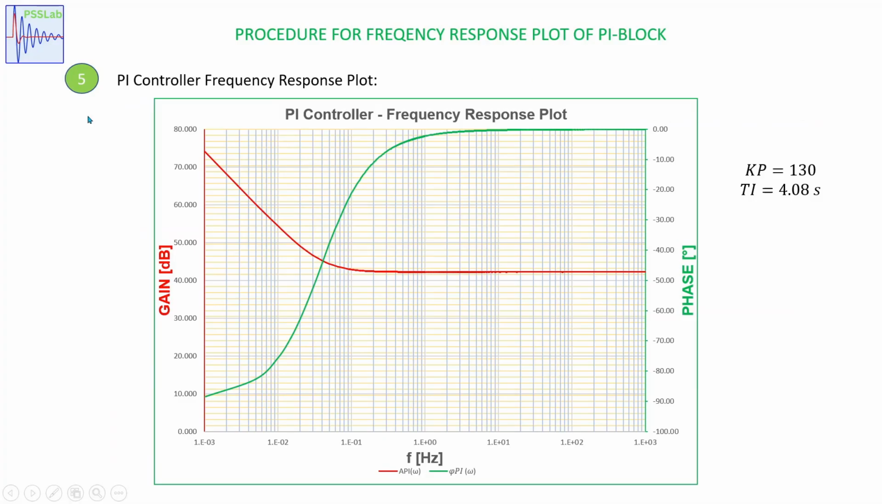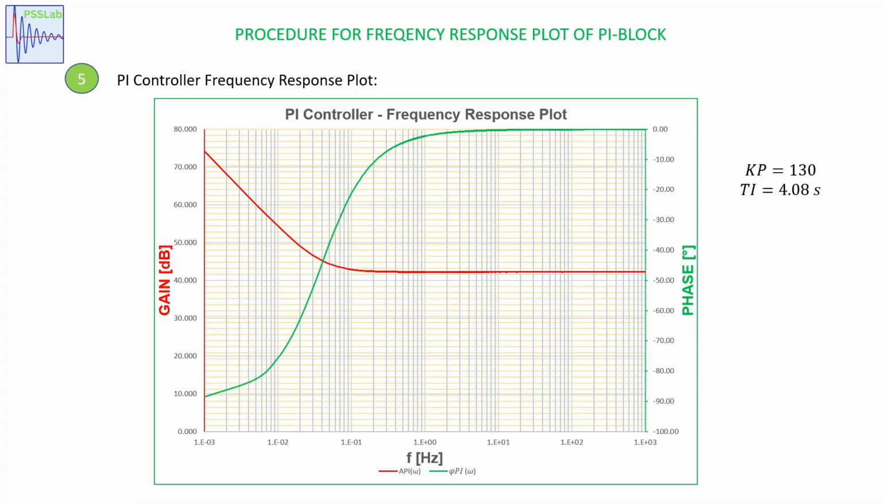Finally, in step 5, we obtain the frequency response plot of the PI block for Kp 130 and Ti 4.08 seconds. This response is plotted in one of the Excel sheets. The left ordinate shows the gain in decibels, while the right ordinate shows the phase in degrees. The abscissa is expressed in Hertz rather than in angular frequency omega.